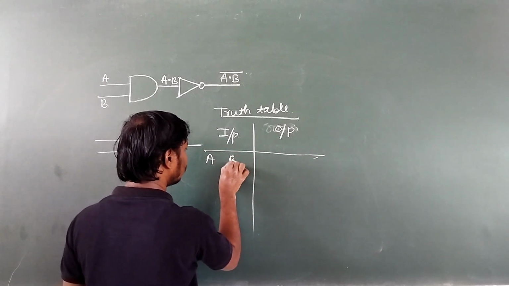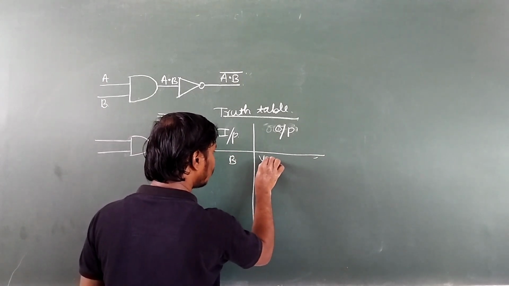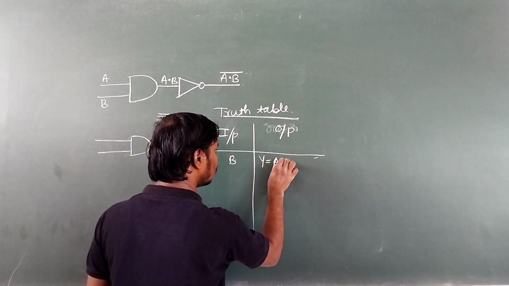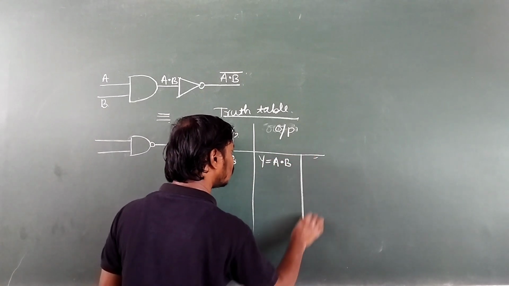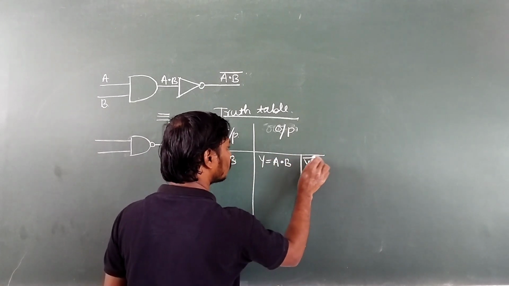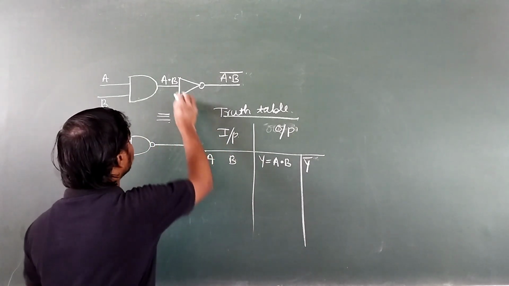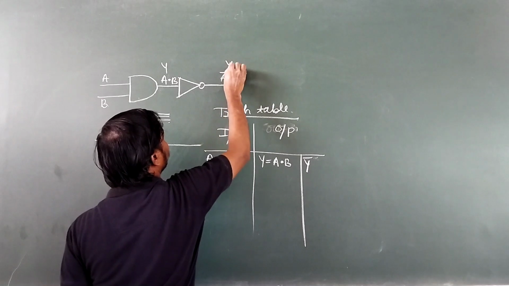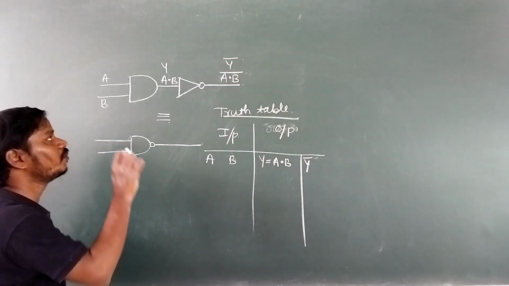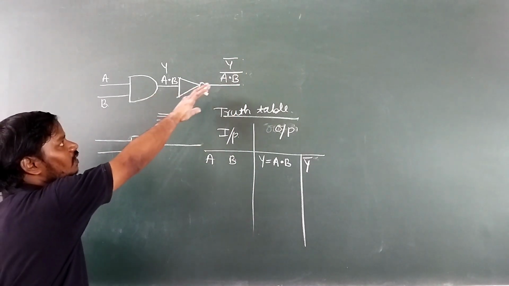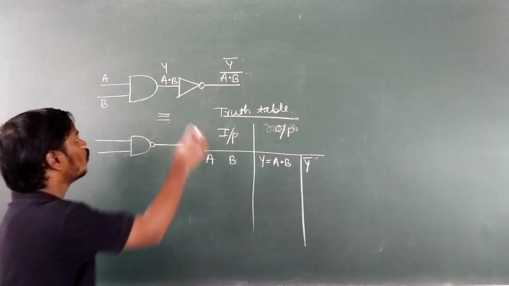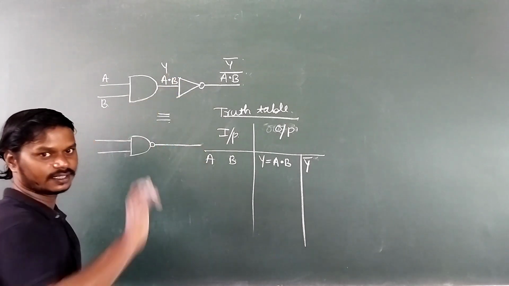A, B, then the output of the AND gate can be written as A and B, and the output of the NAND gate can be written as Y bar. Y bar means the complement of Y. So if it is Y, then it is the complement of Y. The complement of Y is the output of the NAND gate, and Y is the output of the AND gate.